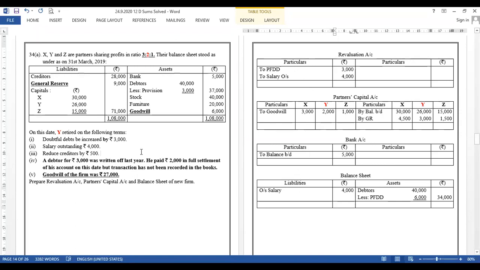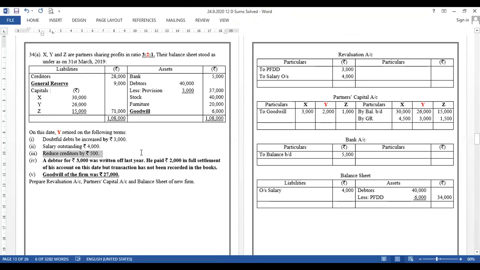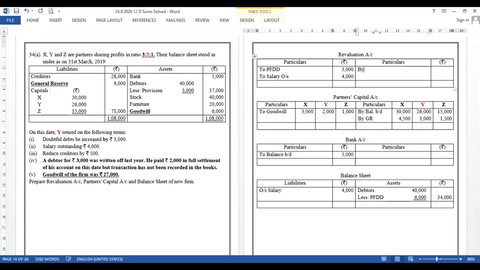After that, creditors to be reduced by rupees 500. If creditors reduce, it's a profit for us. Revaluation credit by creditors 500 rupees, and creditors will come in the balance sheet on the liability side. Creditors rupees 27,500. This is what we have discussed.